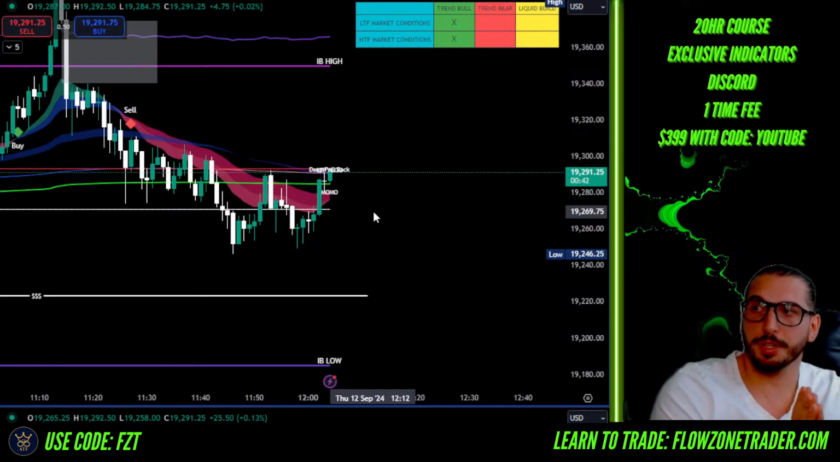Do not get trapped trying to attack this short, guys. If this wants to expand, it's going to expand. If it's finished its job for the day, it is going to reclaim the VWAP and it is going to expand to that IB high. Please do not get trapped.